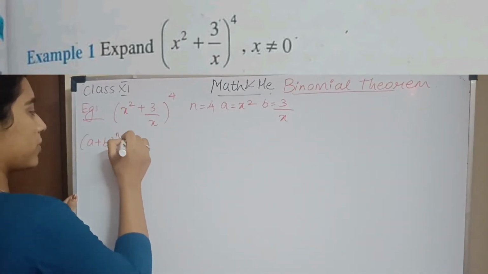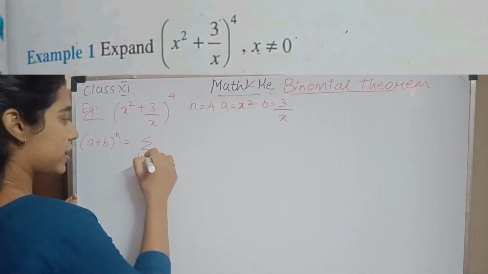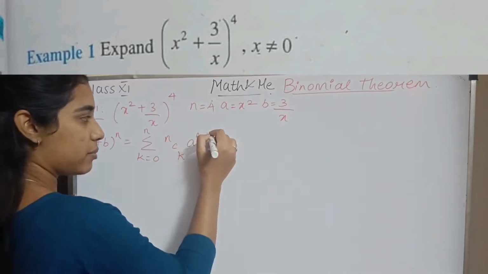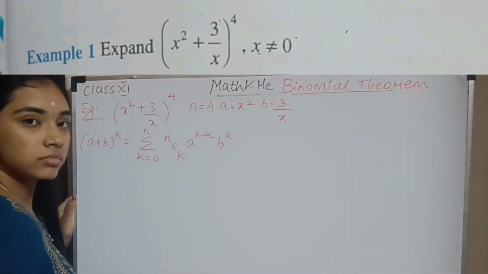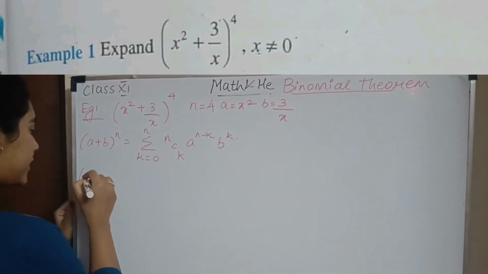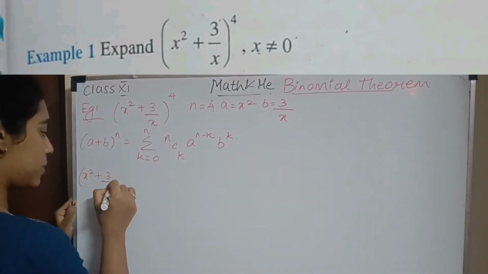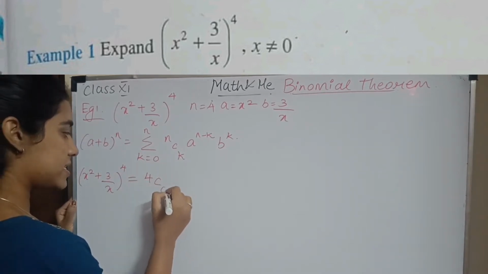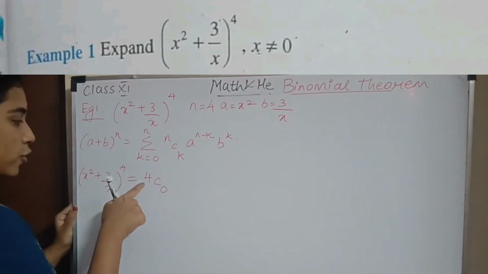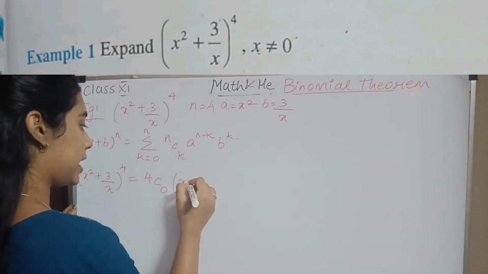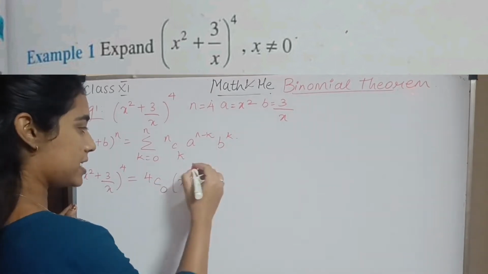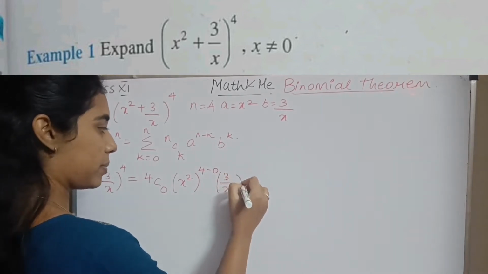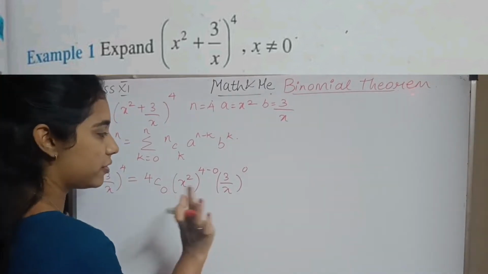(a plus b) whole power n is nothing but summation of k equals 0 to n of nCk a to the n minus k b to the k. So let me write the question itself. I have (x square plus 3 by x) the whole power 4, is 4C0. First, k value is 0. So 4C0 of a to the power n minus k, so it is 4 minus k times b to the power k, which is 0. So this is your first term.